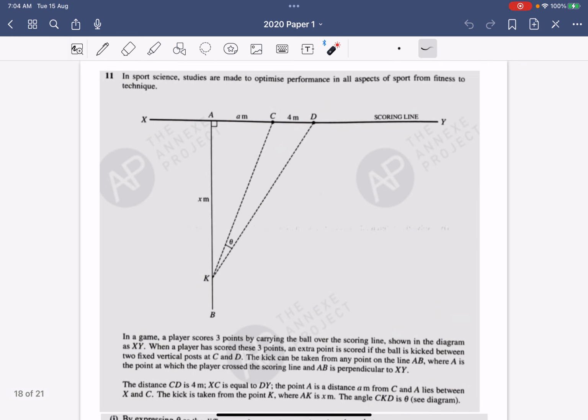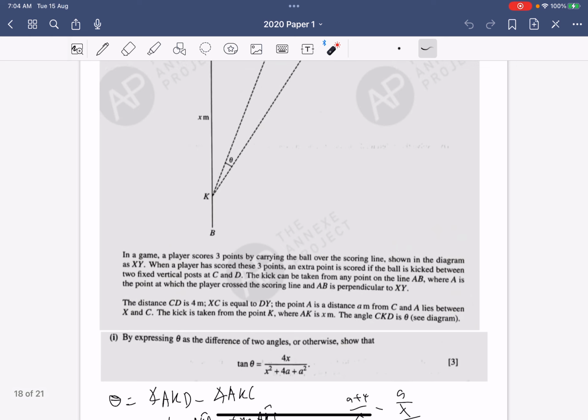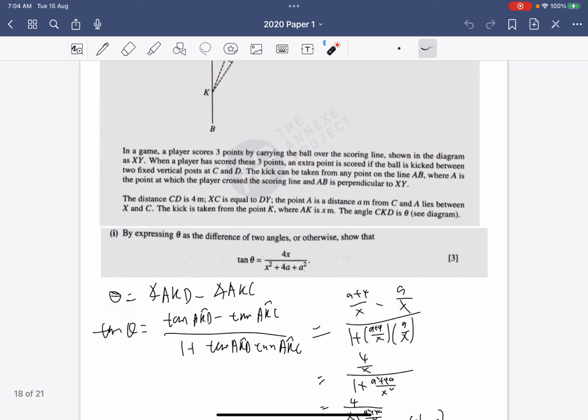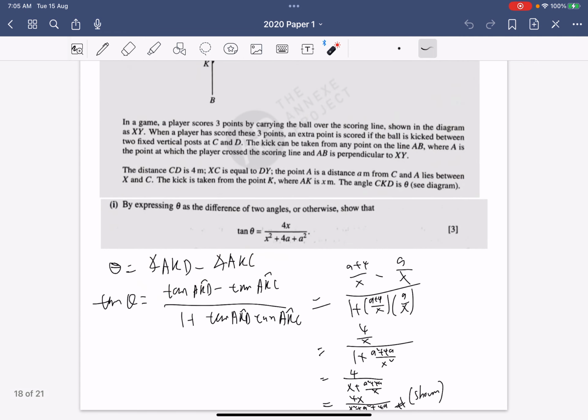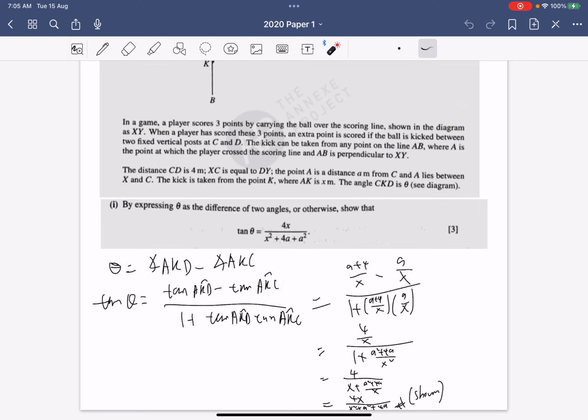So tangent theta, very simply, theta is the angle where this big angle minus away this smaller angle to get theta. So tangent theta must equal angle AKD minus angle AKC. So when you plug it into the formula, you can expand it out. Imagine this now, tangent theta equals tangent of AKD minus AKC. We use the formula to expand out, which is here. So it's tangent AKD minus tangent AKC over 1 plus tangent AKD times tangent AKC.